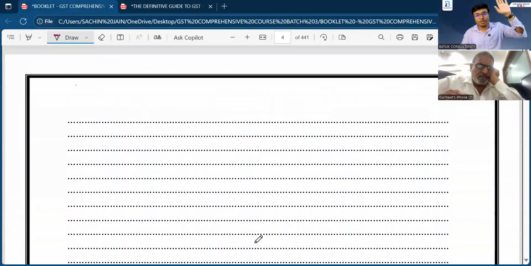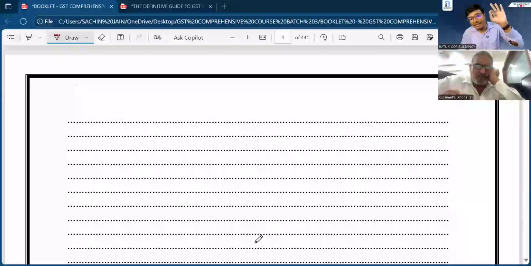But first, I just want to ask all of you, is the basic concept okay for everyone? Sir, liquor we will discuss in Section 9. Please wait. That is not mentioned in the Constitution of India that GST will not be applicable on liquor. That is mentioned in Section 9 itself, so we'll discuss it later on.